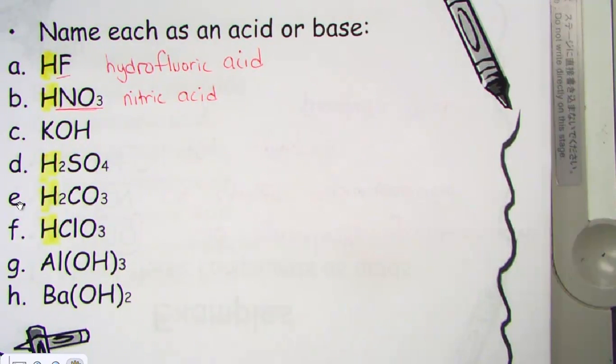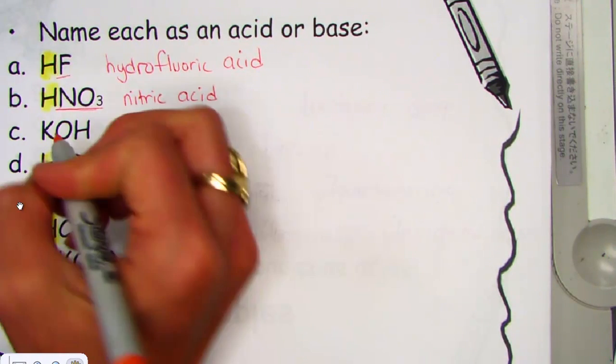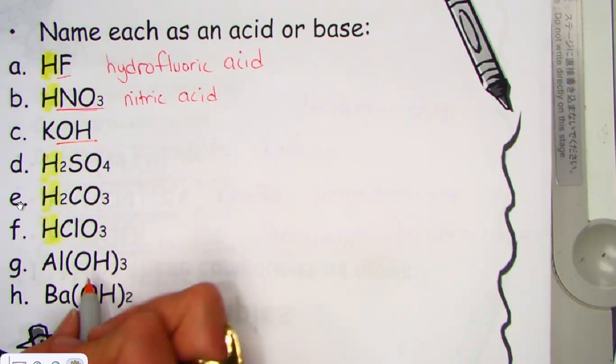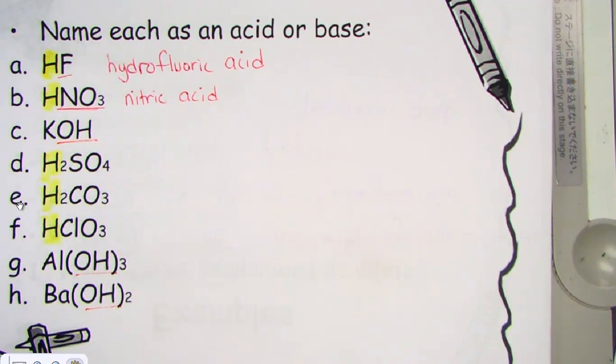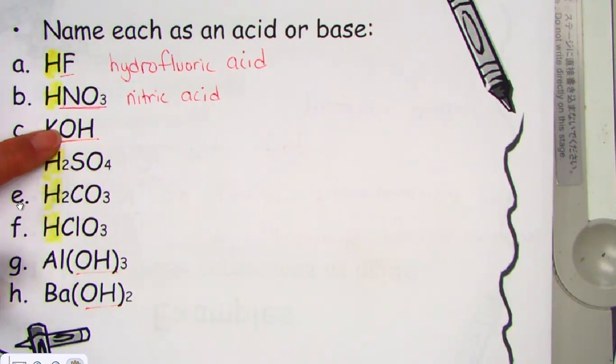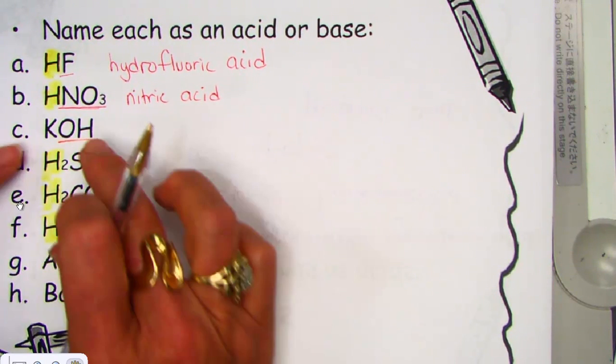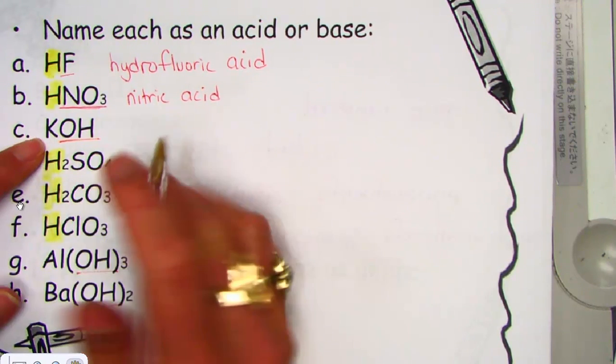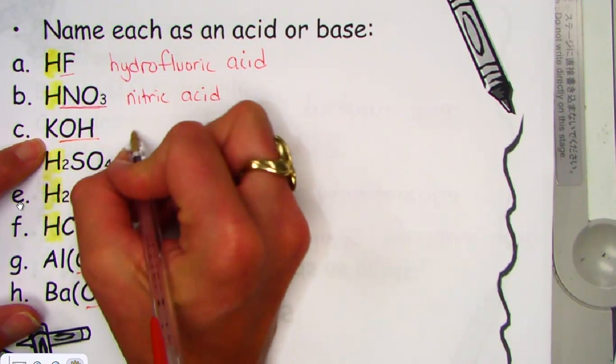Sometimes, if I'm just thinking ahead of the game here, if they end with OH, we know them to be bases. Letter C will be named a base. Here's a base, and here's a base. It's kind of thinking ahead of what's an acid, what's a base. Starts with an H, it's an acid. Ends with an OH, it's a base. And we said there's no real special rules for naming bases. We're just going to say their name.